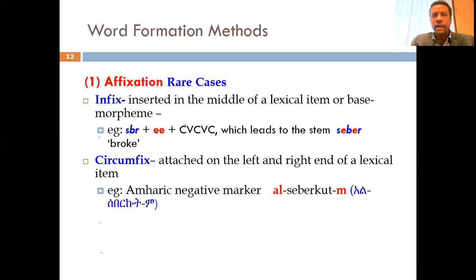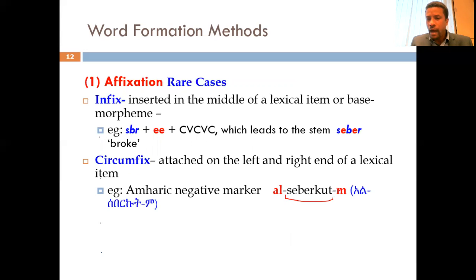There are also very rare cases, we call them infixes and circumfixes. Infix means it would be inserted in the middle of the word. We'll see some examples later on. We also have circumfix. Circumfix means at the same time it appears on the left and the right-hand side of the word. And a very good example is the Amharic negative marker.